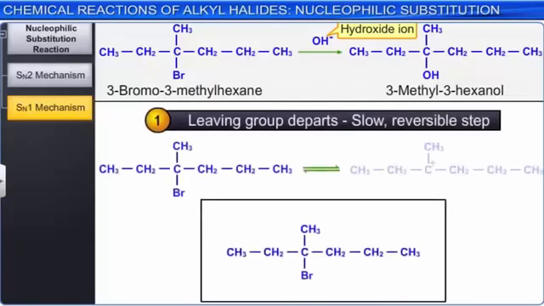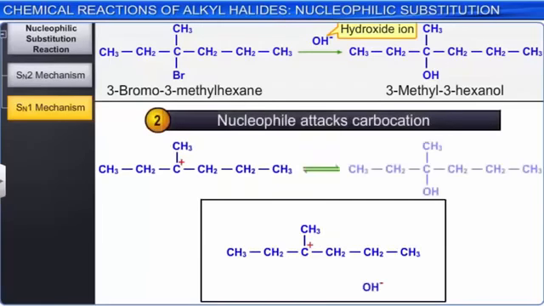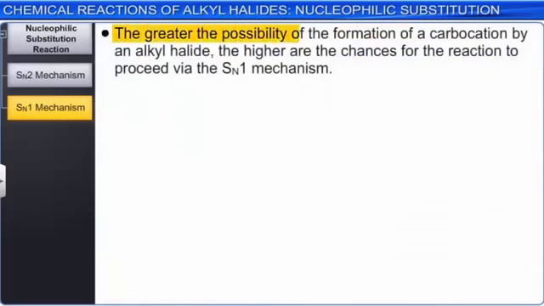In step 1, the leaving group departs, resulting in the formation of a carbocation. This step is slow and reversible. In step 2, the nucleophile attacks the carbocation, forming a covalent bond. The greater the possibility of the formation of a carbocation by an alkyl halide, the higher are the chances for the reaction to proceed via the SN1 mechanism.